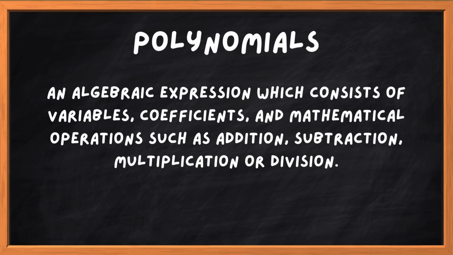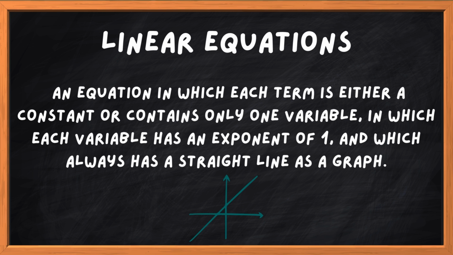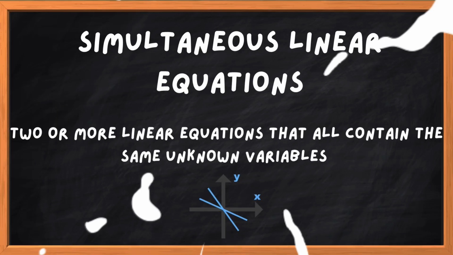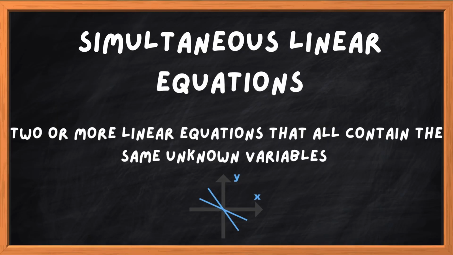Polynomials. An algebraic expression which consists of a variable, coefficient, and mathematical operations such as addition, subtraction, multiplication, or division. Linear equations. An equation in which each term is either a constant or contains only one variable, in which each variable has an exponent of 1, and which always has a straight line as a graph. Simultaneous linear equations. Two or more linear equations that all contain the same unknown variable.